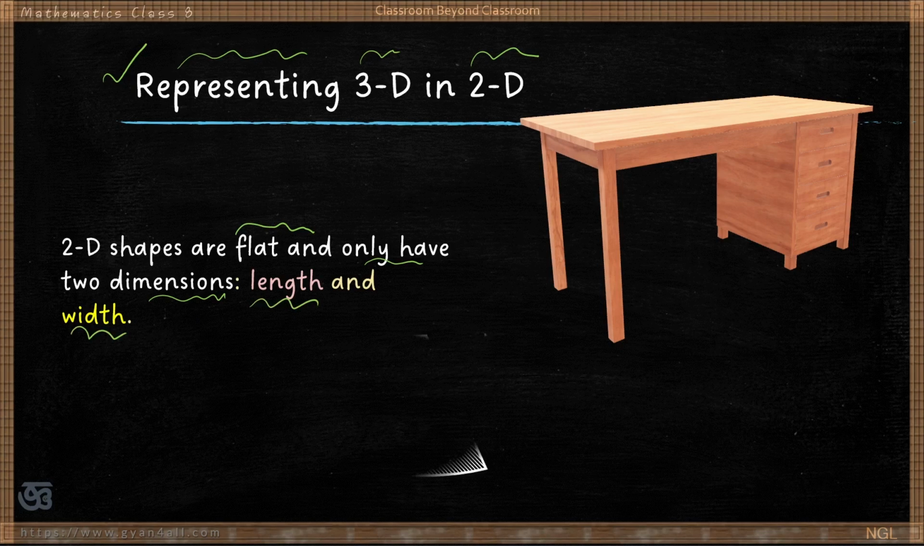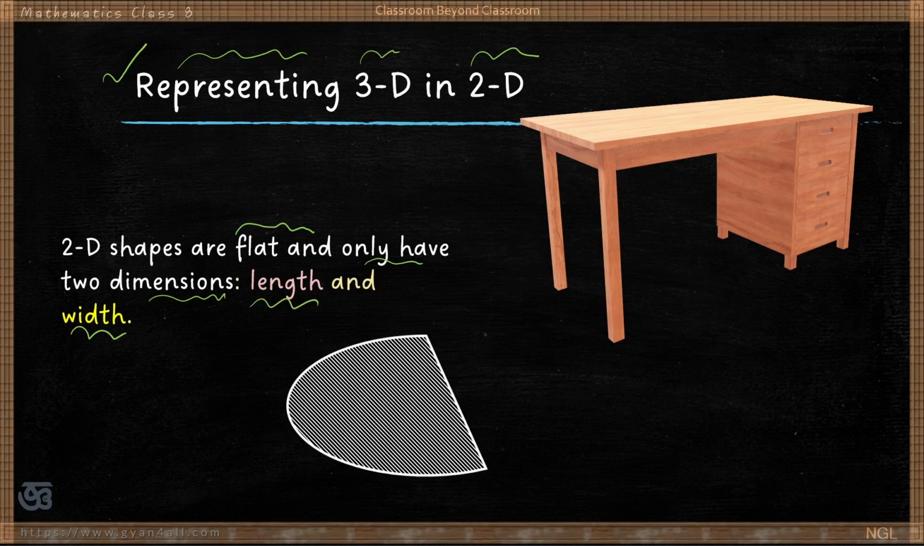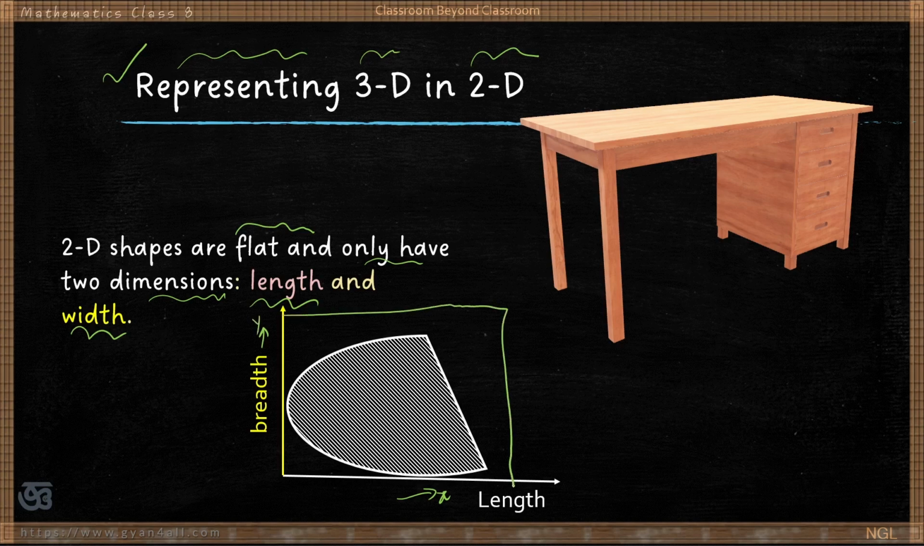For example, an object like this, which is a 2D object, has 2 dimensions, one is length and the other is width. Say this is the x axis or x direction and this is the y direction. So this becomes a plane, and this xy plane is a 2D plane, and within this 2D plane we represent this 2D object very easily.